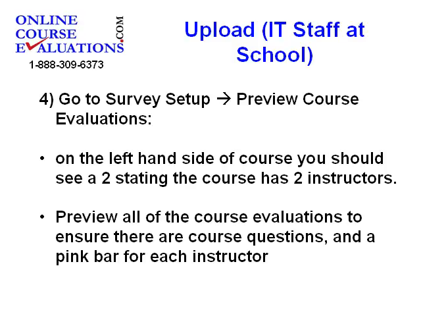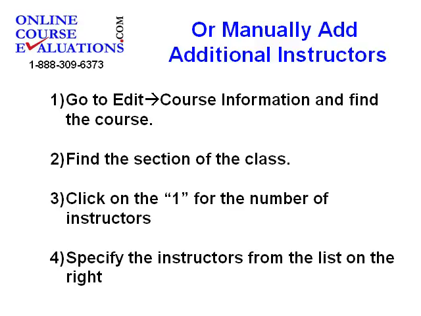Then when you preview the course evaluations, you should see the course-related questions, then a pink bar, then Frank's questions, then a pink bar, then Bob's questions in this example. We recommend that if you have fewer than 30 additional instructors and aren't automating the upload process, you just manually add the additional instructors after you've done the initial upload.